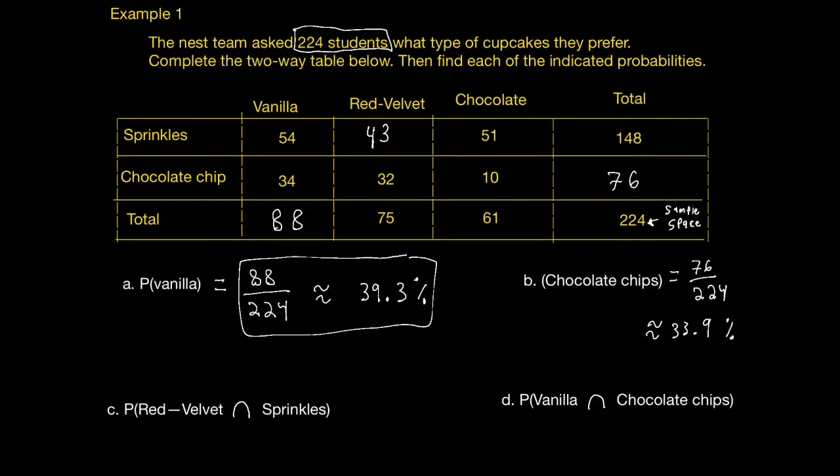Okay, let's get on to part C now. We want to get the probability of red velvet and sprinkles. So remember this upside down U, that stands for and. And now let's talk about what and looks like in these representations, these two-way tables.